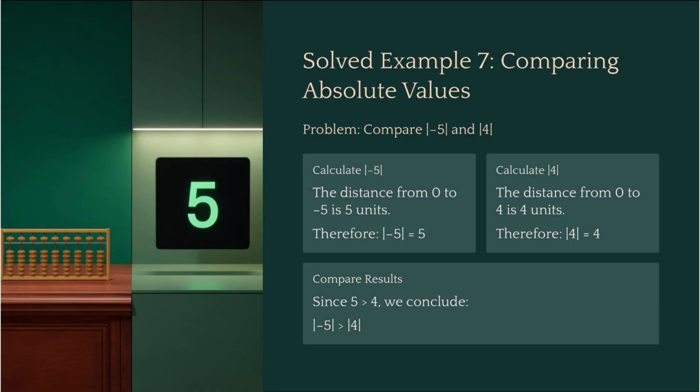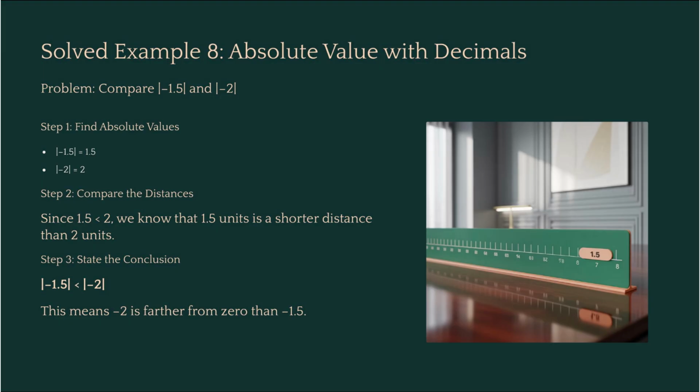In example 8, we compare the absolute values of two negative numbers, -1.5 and -2. The absolute value of -1.5 is 1.5. The absolute value of -2 is 2. We compare 1.5 and 2. Since 1.5 is less than 2, the absolute value of -1.5 is less than the absolute value of -2.